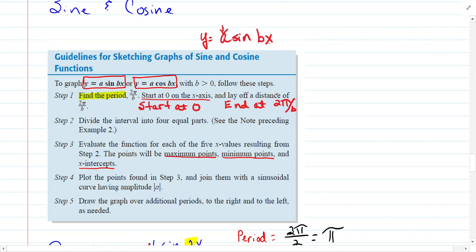You're going to start at 0. You're going to end at whatever the period is. So if it was 0 and 2 pi, that's what you'd have. If it was 2 pi over 3, that would be this last one. You have a start, you have an end. Then you're going to divide the interval into 4 equal parts. Evaluate the function for each of the 5 x values resulting.